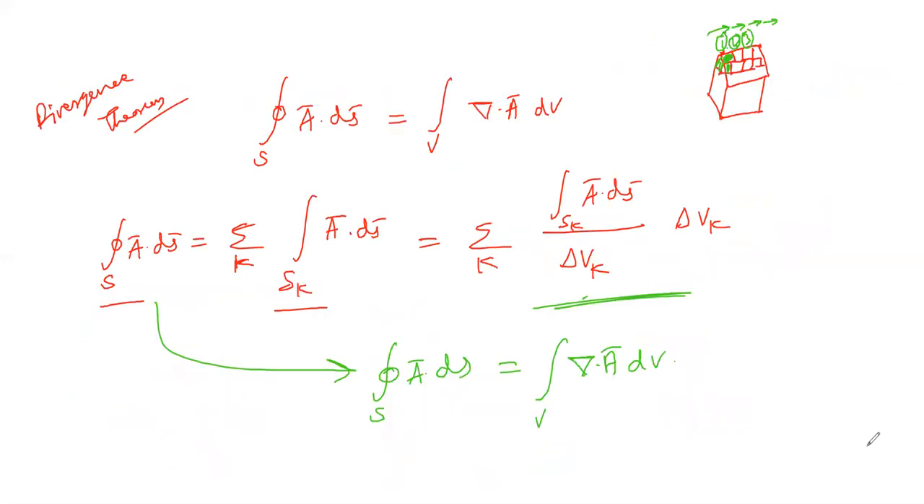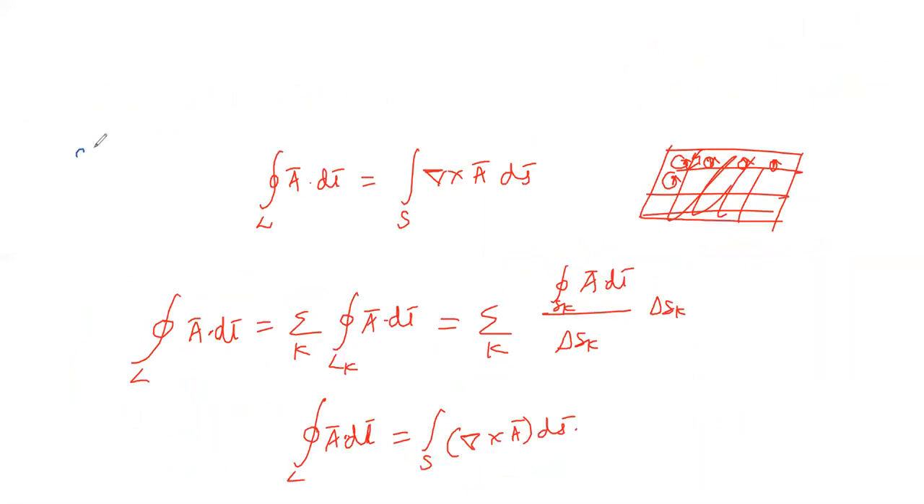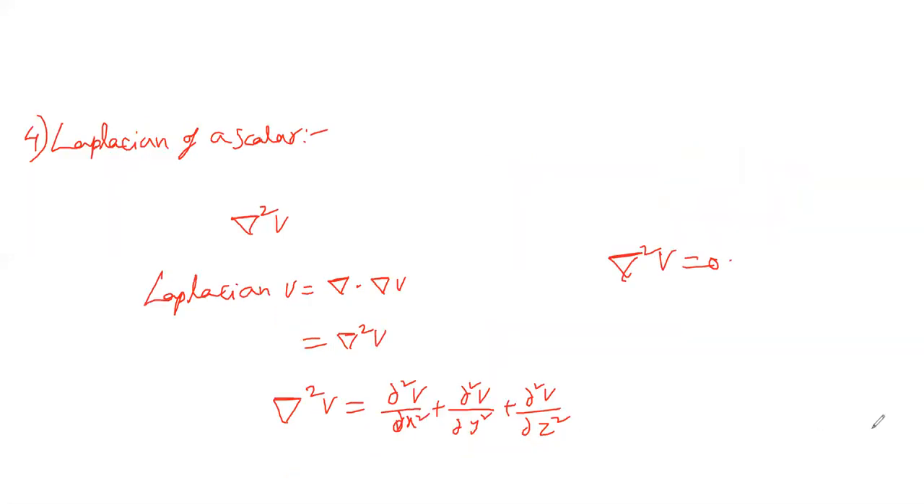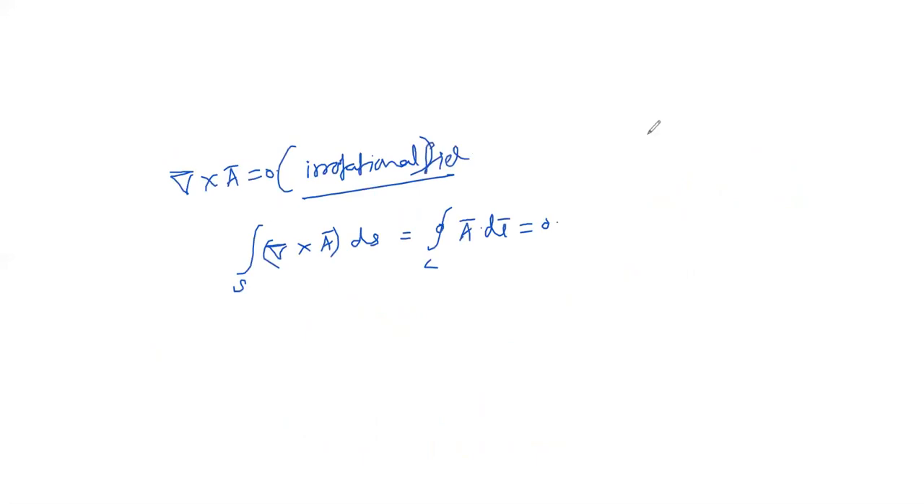Then we saw the curl of a vector, the third usage of the del operator, where we have circular rotation, maximum with respect to the normal vector. Then followed by a theorem related to curl, Stokes theorem. Then we saw the last usage of the del operator, the Laplacian of a scalar. Then the classification of fields: if the divergence is zero, we call it a solenoidal field. If curl is zero, we call it an irrotational field.